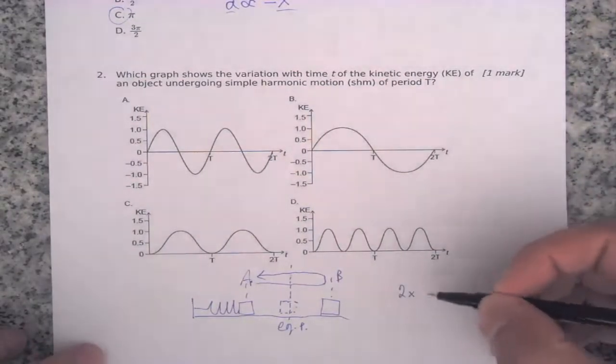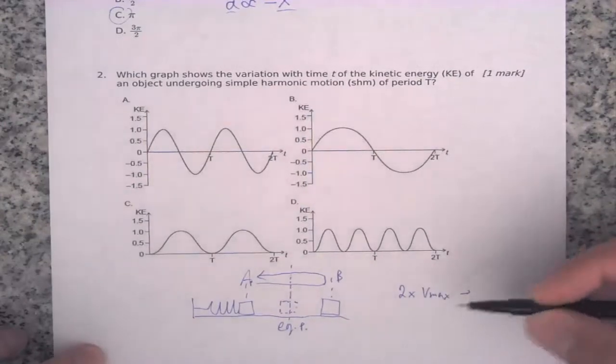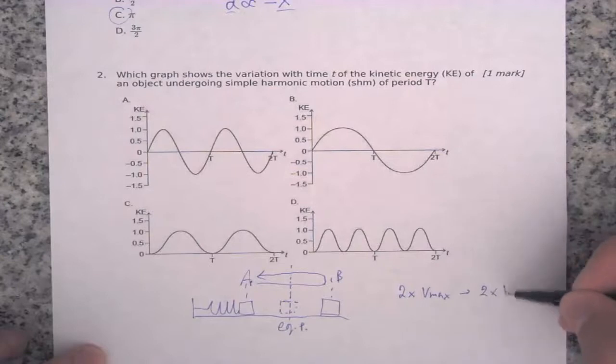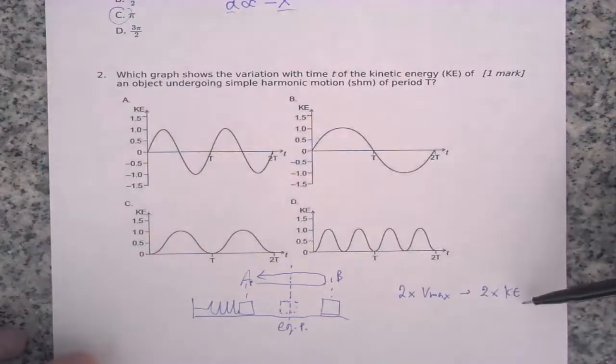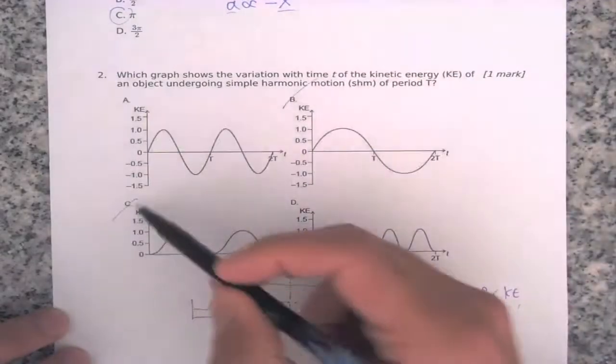So you have 2 times maximum velocity. With maximum velocity, you also have maximum kinetic energy. So you need to have 2 times maximum kinetic energy in one period. So it cannot be B, it cannot be C.